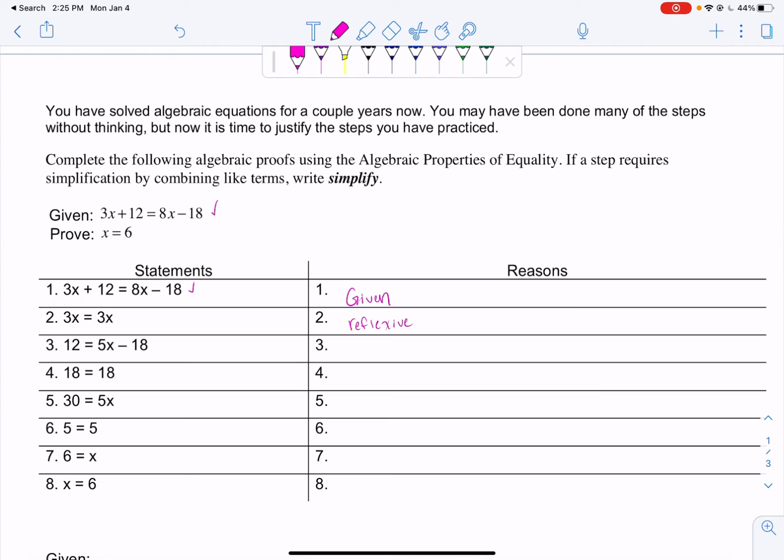You don't have to write down reflexive property. You can just write down reflexive, and I'm fine with that. And so is Miss Danielle. Step 3, I got 5x minus 12 equals 5x minus 18.